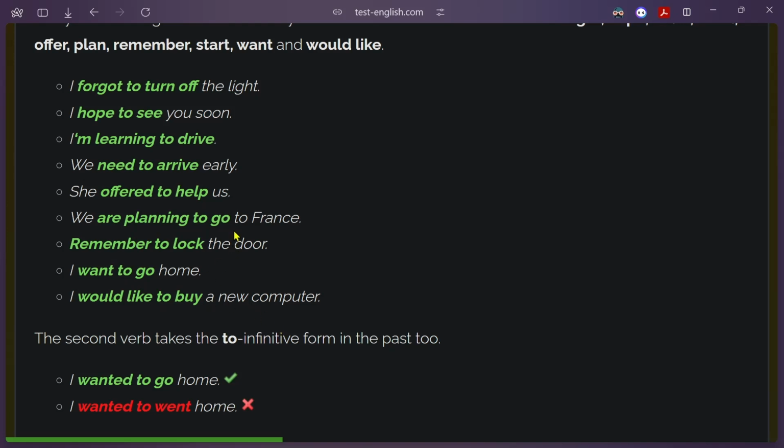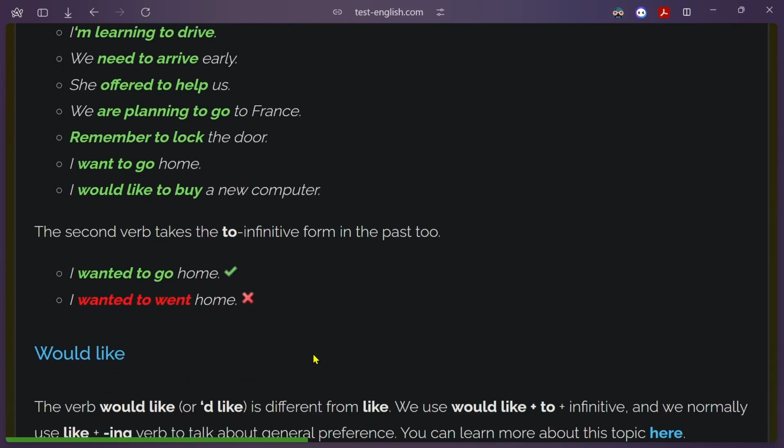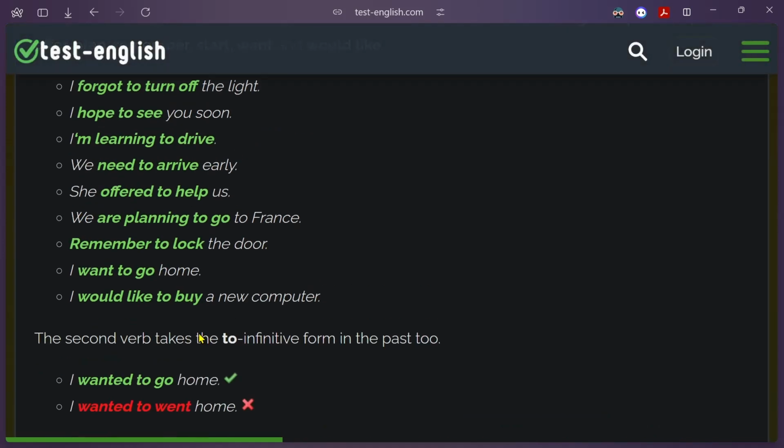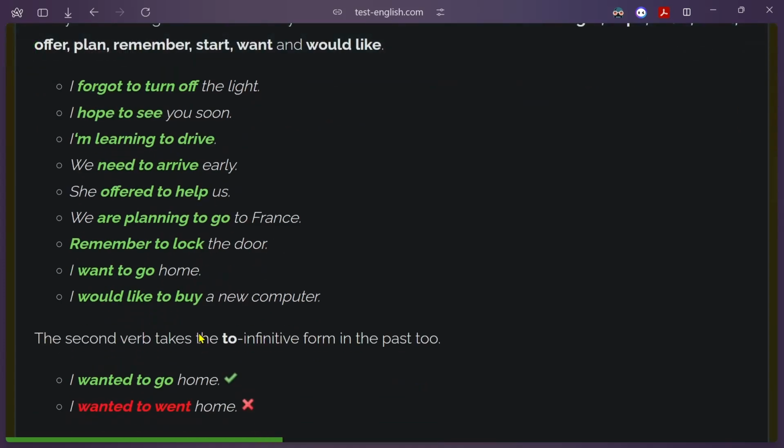Just follow. She offered to help us. We are planning to go. You see? Remember to lock the door. I want to go. These are very common things, you see? Very common verbs, okay? I wanted to go. Not I wanted to went. Infinitive is not past, you see? So to go is not past, future, okay? No verb to be here.